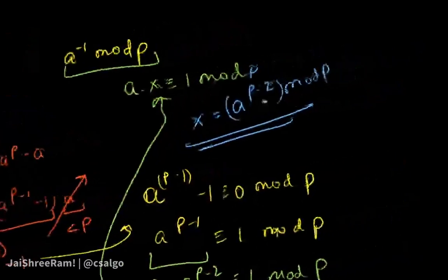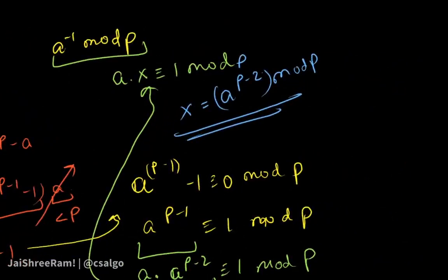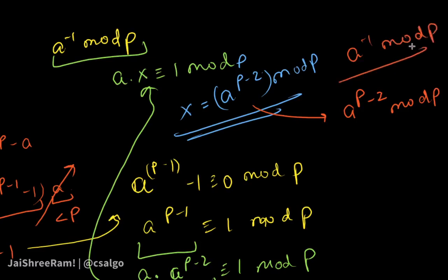So from now on, whenever we say that we need to use inverse, we just report a to the power p minus 2 mod p whenever we need to find a inverse mod p, right? But remember this very clearly, that this only works if p is prime because of Fermat's theorem, okay?